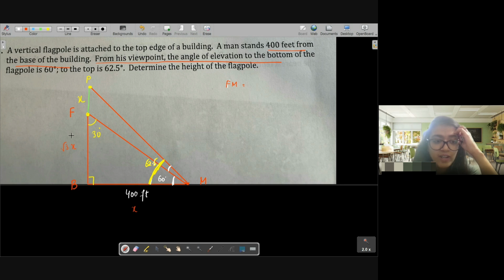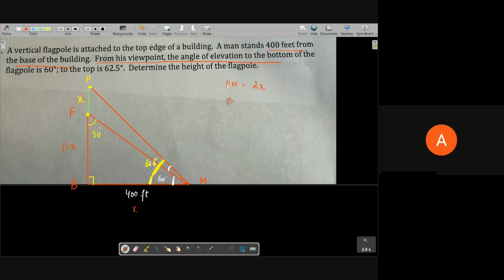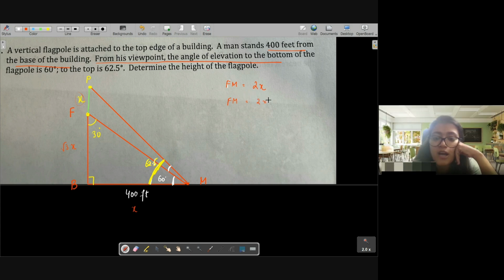So you don't need to find FB. You just find FM, because ultimately you have to find x. So FM is the hypotenuse, which is 2x. So FM will be 2 times 400, which is 800. So this is 800.